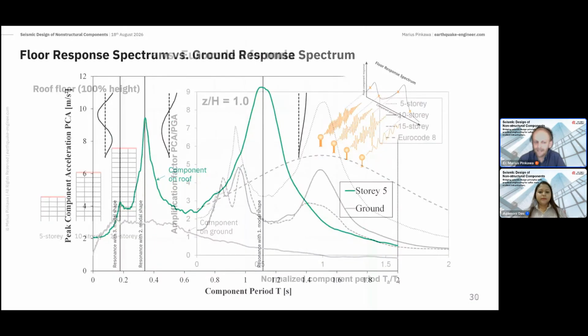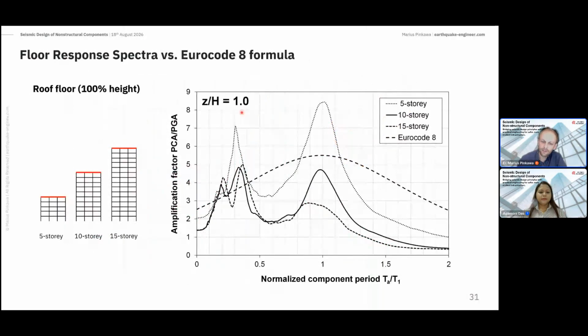So let's take a look at a comparison between the Eurocode 8 simplified formula and realistic floor response spectra of 3 buildings, a 5-story building, 10-story building, and a 15-story building. So first we have a look at the roof of these buildings, the uppermost floor. And we see that the Eurocode 8 formula is not able to distinguish between all these buildings because dynamic properties of the building structure are not considered. They are not taken into account. So the formula can be very on the unsafe side, but also very on the safe side.